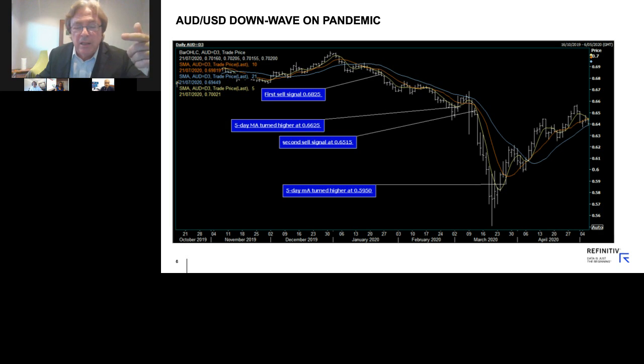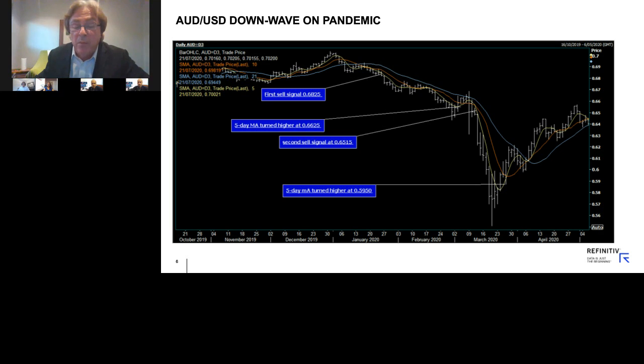Then, of course, after a little bit of consolidation, that same formation occurred again with the 21-day moving average in blue, the 10-day moving average in orange, and the 5-day moving average in yellow. You got a bearish formation. They all started pointing down, and that was at 65.15. And that was around March, when the pandemic really unhinged markets.